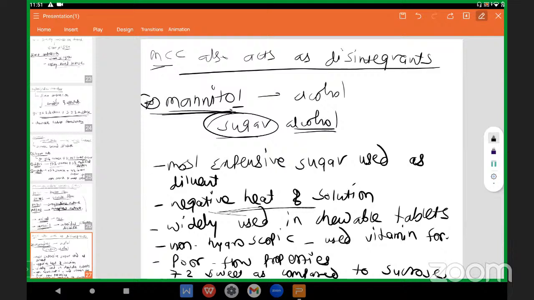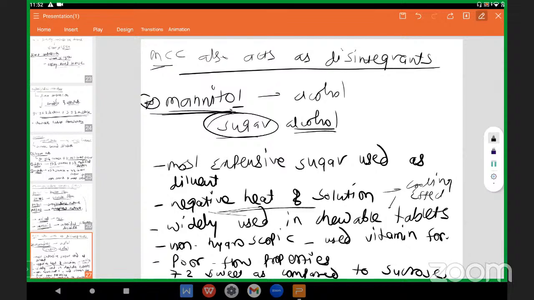So already we received a question on which of the following excipient shows or is having the negative heat of solution. Okay, because of this it gives the cooling effect in the mouth. और एक mouth में cooling effect देता है, इसी की वजह से we are using for the chewable tablet formulations. Clear this point. एक चीज दूसरे के साथ link है.